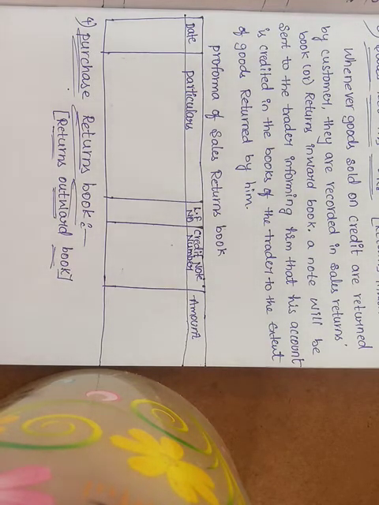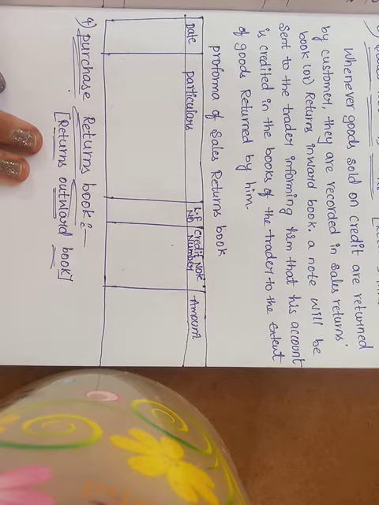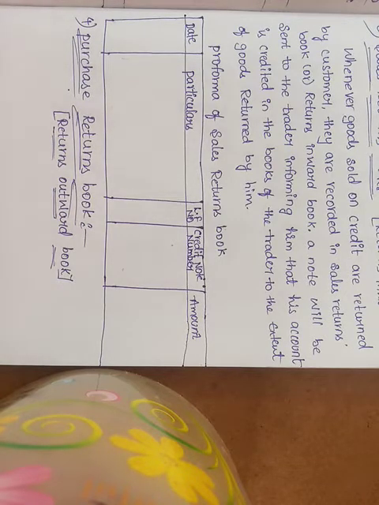Now write down this meaning of the purchase returns book. You got it now? When we purchase goods, after purchasing, some goods are not in good condition. Some goods are damaged in transit. Some goods are not up to the sample shown at the time of placing the order. Then we return those goods to the supplier. Those returned goods are entered in a separate book. That book is known as a purchase returns book.